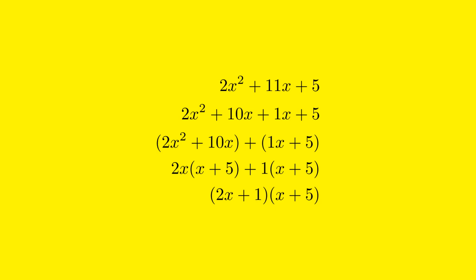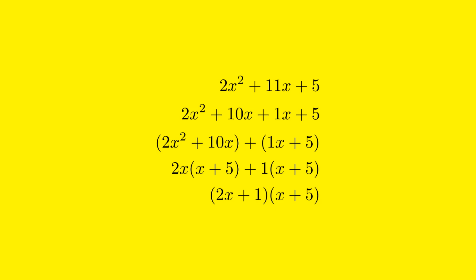From the first group of terms, which is 2x squared plus 10x, we factor out the greatest common divisor. The greatest common divisor is 2x. So factoring that out, we get 2x times the quantity x plus 5. In the second group, which is 1x plus 5, the greatest common divisor is just 1. So we factor out 1, giving us 1 times the quantity x plus 5.